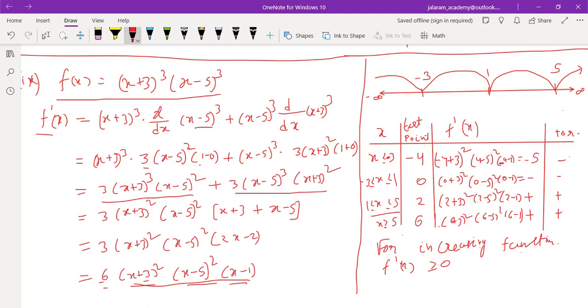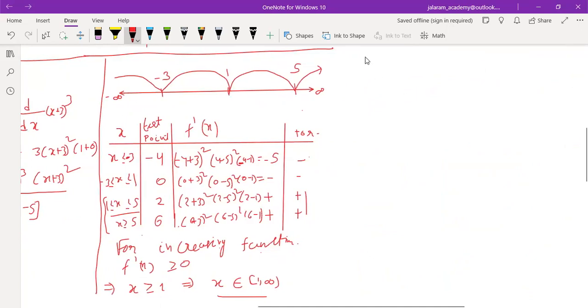So f dash x is greater than 0 at these two intervals, that is, when x lies between 1 to 5 and x is greater than or equal to 5. If we combine them, what will be the result? Will it not be x greater than or equal to 1? That is, x belongs to 1 to infinity. So function f(x) is increasing when x lies between 1 to infinity, and decreasing from -infinity to 1 only. Is that clear to you?